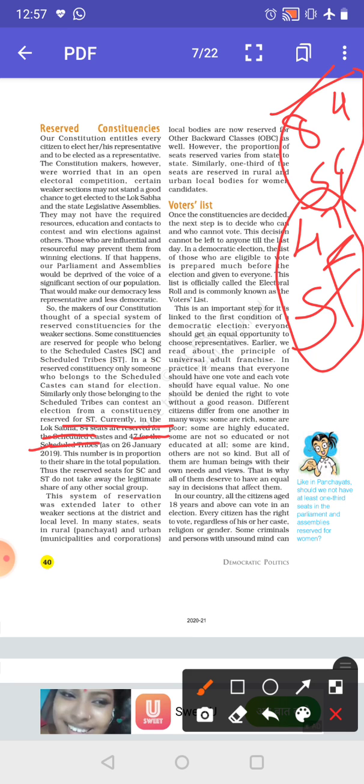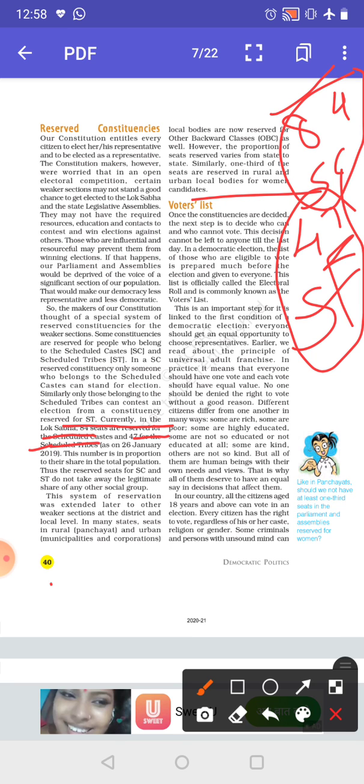Now the system of reservation was later extended to other weaker sections at the district and local level, and in many states, seats in rural panchayats and urban bodies like municipalities and municipal corporations are also now reserved for SCs, STs and OBCs, that is other backward classes. The proportion of seats reserved varies from state to state. Similarly, one third of the seats are reserved in rural and urban local bodies for women candidates also.